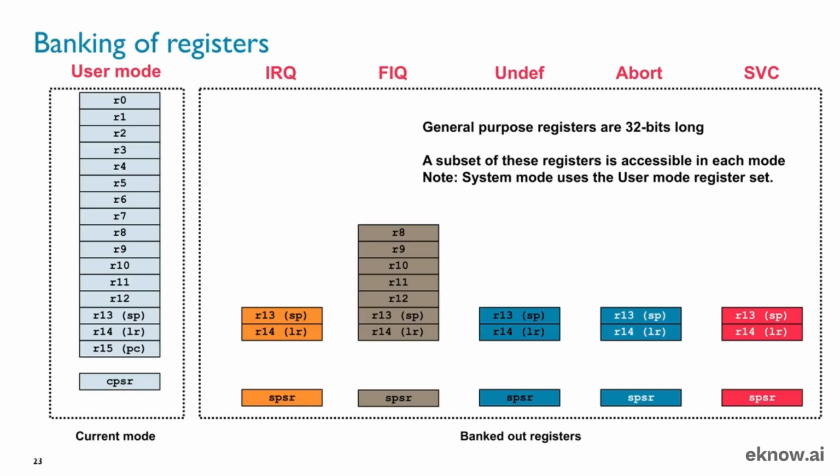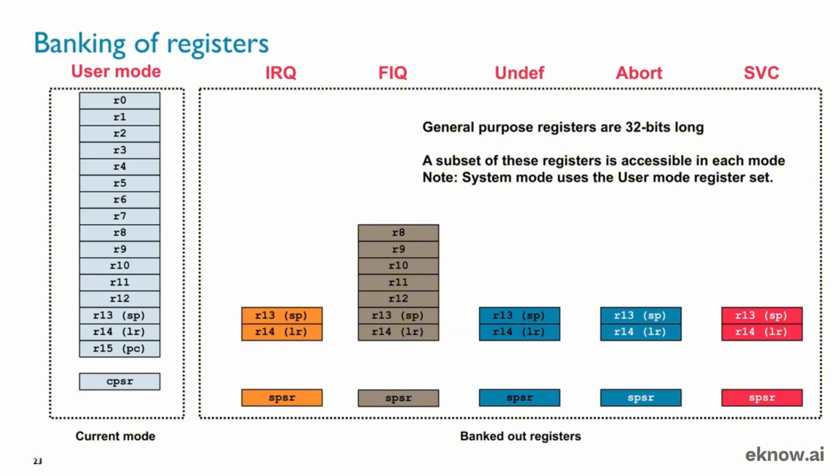You'll also see an SPSR register for each exception mode. SPSR stands for Saved Program Status Register. When an exception occurs, the processor automatically copies the contents of the CPSR into the SPSR of the new mode. This is crucial because it saves the state of the program that was interrupted. When the handler is finished, it simply copies the SPSR back to the CPSR to resume the original program exactly where it left off.